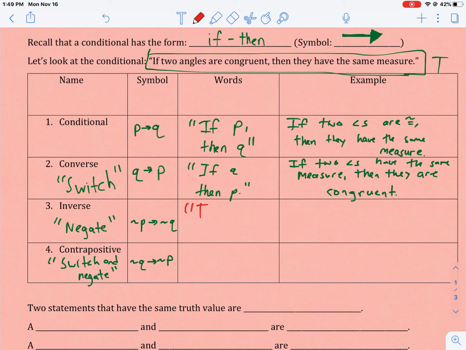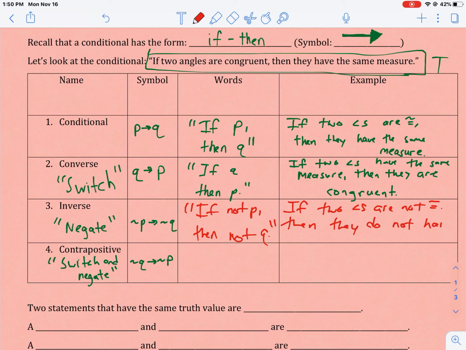So for the inverse of a statement, we have if not P, then not Q. So basically, the inverse just means you negate each statement. So if two angles are not congruent, then they do not have the same measure. Okay?